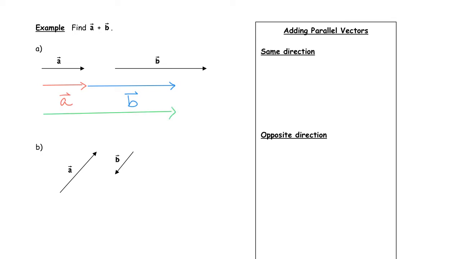So my resultant is still parallel. Basically, my magnitude for this one would be the sum of the magnitude of A plus the magnitude of B. Let's write that down over here on the other side of our sheet, where it says what happens when we add parallel vectors that are going in the same direction.